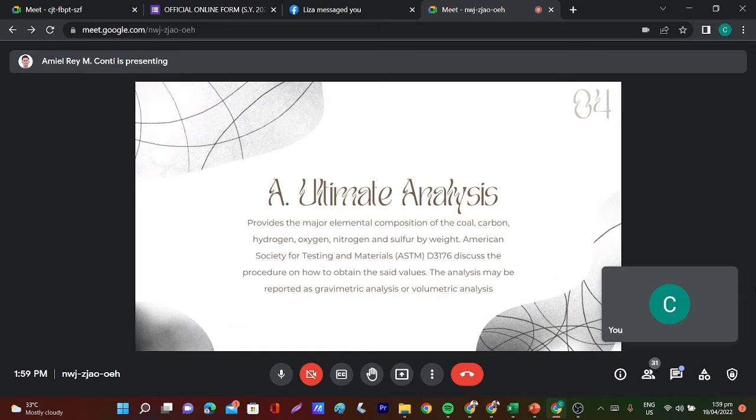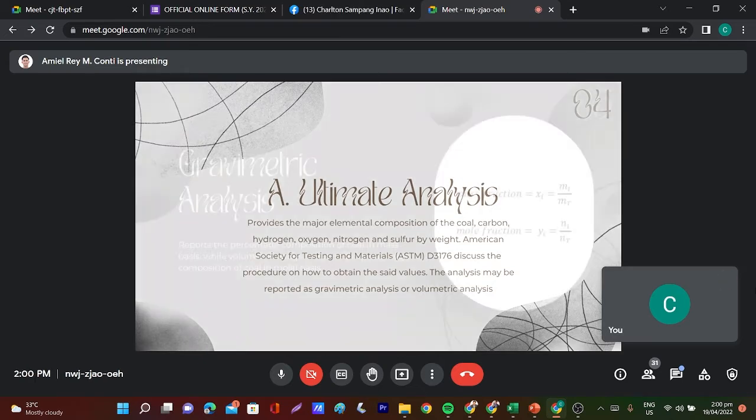When this ultimate analysis is performed, it cannot be done in a simple setup like the laboratories in our universities, because it needs certain equipment or materials and it can only be performed by a professional or skilled scientist or chemist.